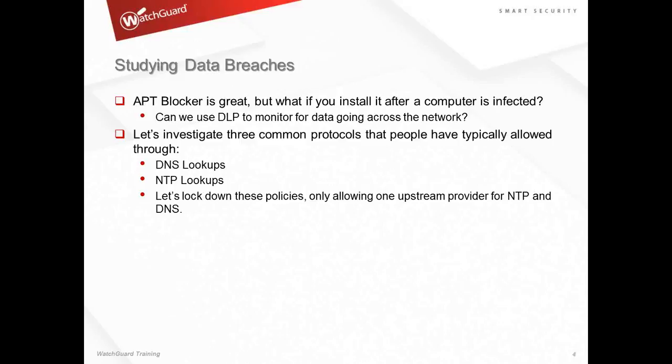I did want to bring this up, as I kind of alluded to previously. As we look at these data breaches, for instance, maybe today you get APT blocker, you get it installed. However, maybe you already have an ongoing event in your organization or some sort of infected malware that this data is being leaked out. So how can you get that? So, just from the slides there, APT blocker is great, but what if you install it after a computer is infected? Can we use data loss prevention to monitor for data going across the network? Absolutely.